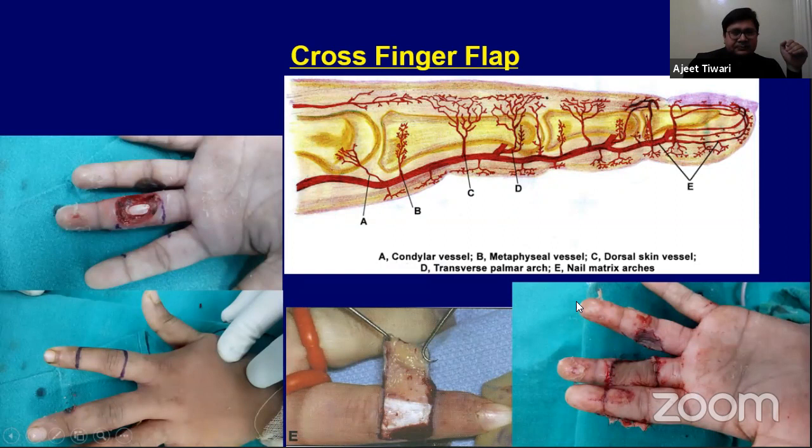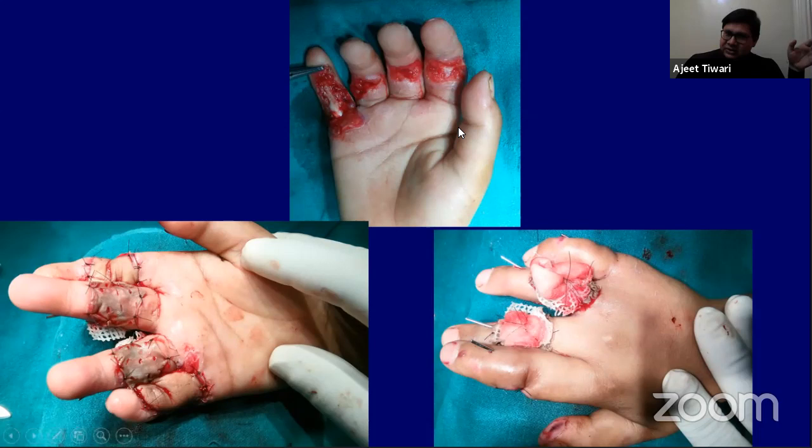This was a child of around 7-8 years old who had an electric burn injury. There was an exposed flexor tendon of the index finger and the little finger. There was a wound on the ring finger and the middle finger, though the critical structures were not exposed. So we chose the option of putting a skin graft over the middle and ring fingers, and the index and little fingers were covered with a cross finger flap.